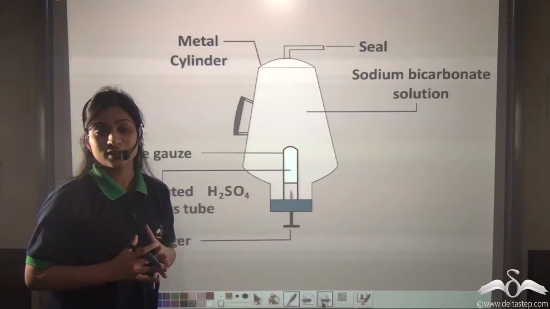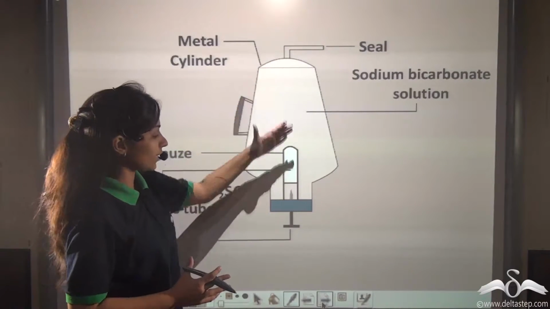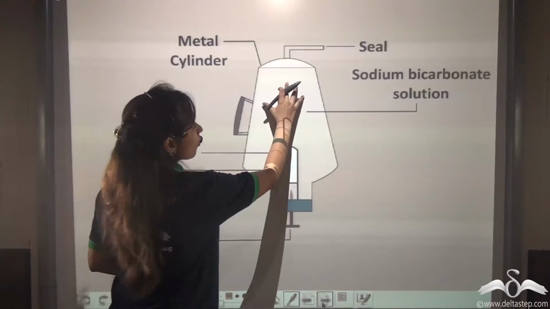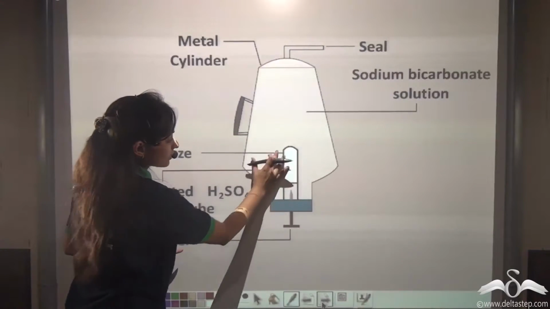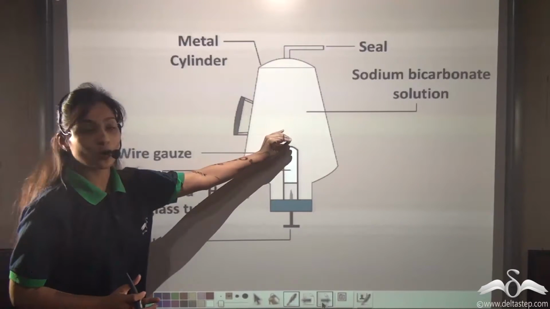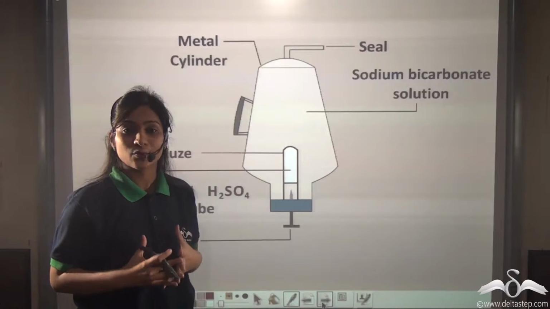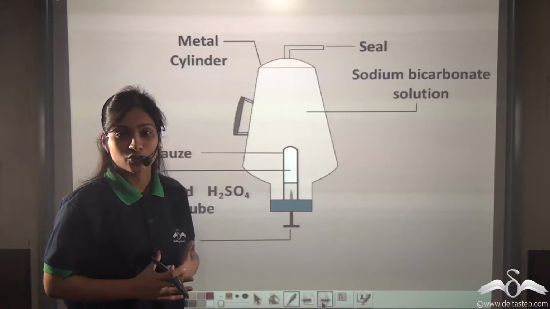Now when the apparatus is used, it is inverted like this and this seal is broken. Then what happens? Sodium bicarbonate and sulfuric acid come into contact, react and produce carbon dioxide and hence extinguish fire. Let's see how it is used.